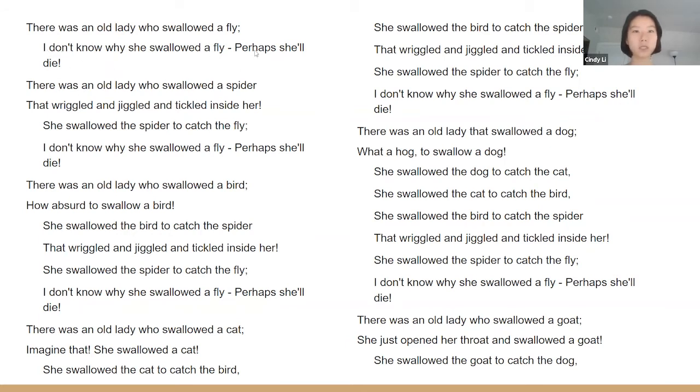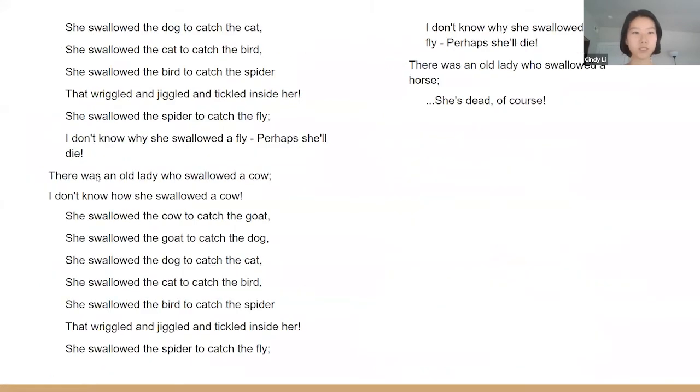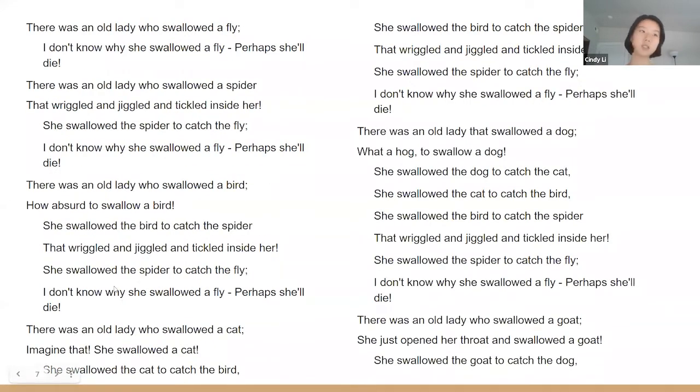So basically you guys can see that there is a lot of repetition. I don't know why she swallowed a fly, perhaps she'll die. And this line is repeated throughout the poem. And then there's one more page. And basically this is a poem about an old lady who kept eating things she wasn't supposed to.